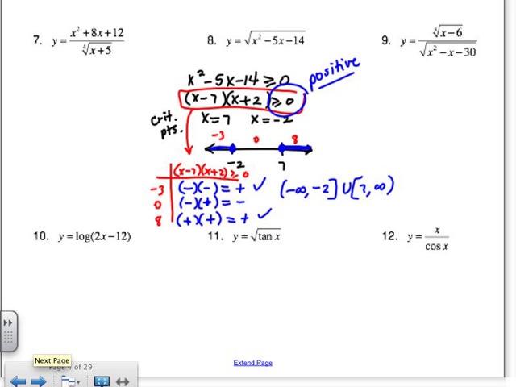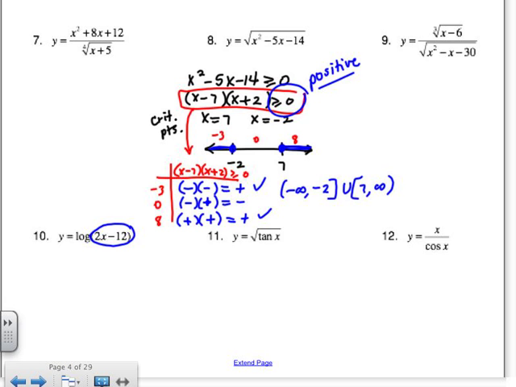All right, number 10. So I have log of something. Now, if you remember when we talked about logarithms way back in Algebra 2, you can't take the log of a negative number, and you can't take the log of 0. So you can try some different things on your calculator. That's definitely true. So basically, this whole part here, 2x minus 12, it's kind of like the denominator thing. Well, not the denominator thing, the square root thing.